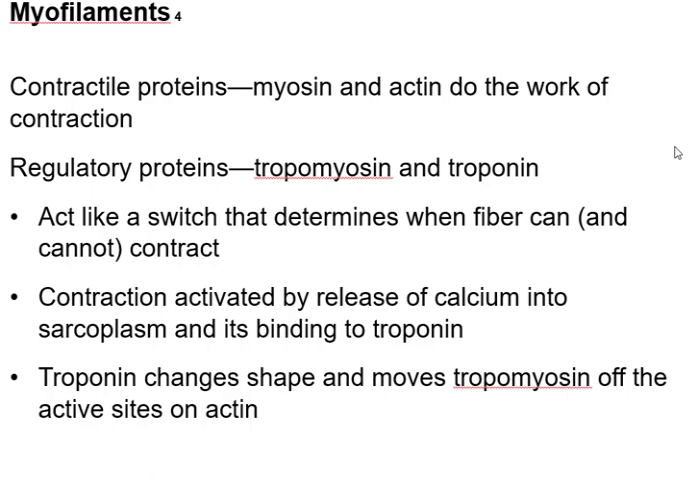So here it is, spelling it out for you. The tropomyosin, remember, is covering up the active sites on the actin, and the troponin is like a little thumbtack that's holding the tropomyosin in place. As soon as you release calcium and it combines with the troponin, the troponin will actually change shape because the calcium is now on it. And as it changes shape, it'll pull the tropomyosin off of the active sites on the actin.